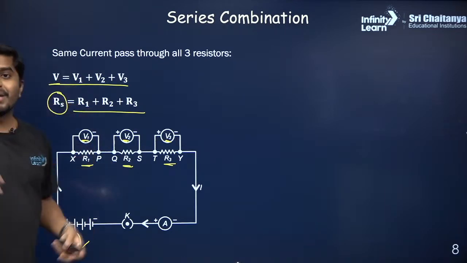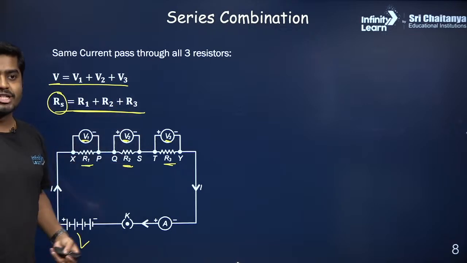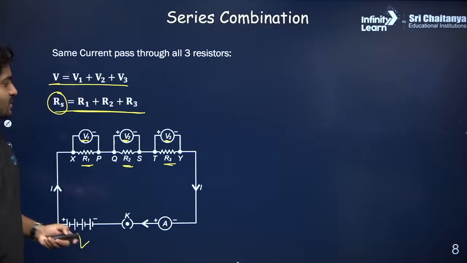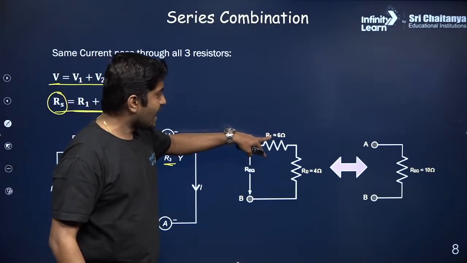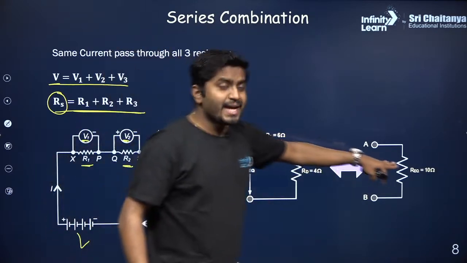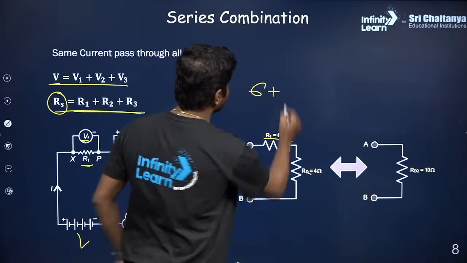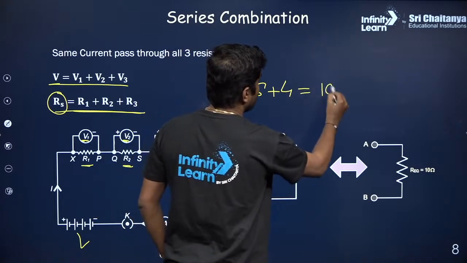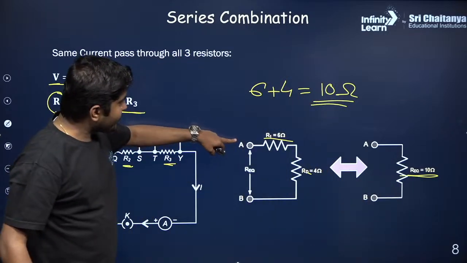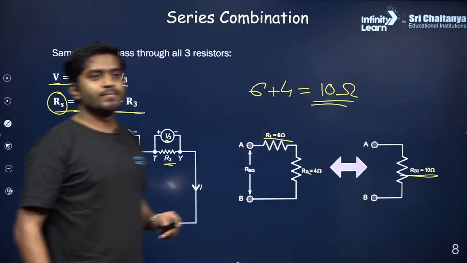You don't have to remember the derivation, just remember this formula. This is more important than the derivation. So I'll skip the derivation. We'll focus on the formula and we'll learn how to use this. So for example, here R1 and this R2, they are in series, correct? So the equivalent resistance is R1 is 6 plus R2 is 4. So 6 plus 4 will give you 10 ohms. This is the equivalent resistance. So between the point A and point B, the equivalent resistance is 10 ohms.